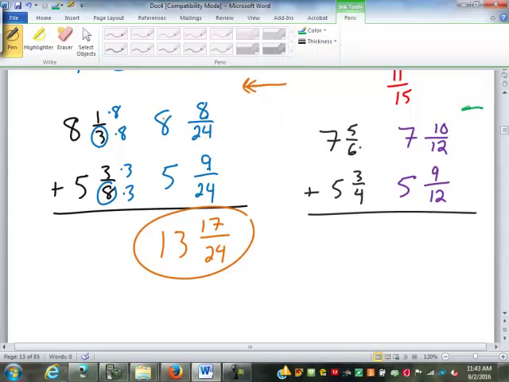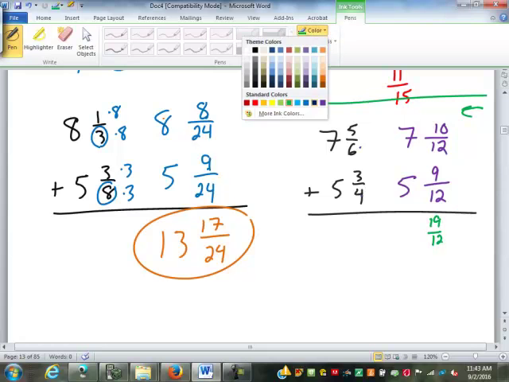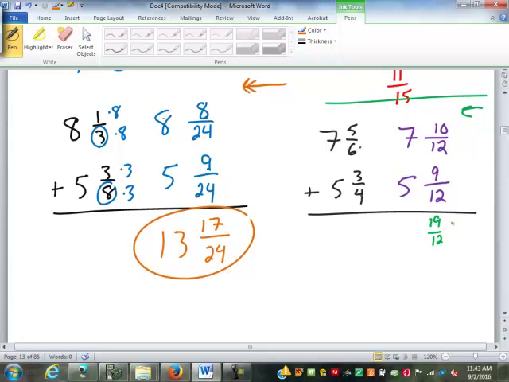So now I'm starting on the right and working my way back to the left here to add this. 10 twelfths and 9 twelfths. 10 and 9 is 19 twelfths. Now we see the problem there. That's an improper fraction. I can take one whole object out of there. I can take 12 out of 19 once.